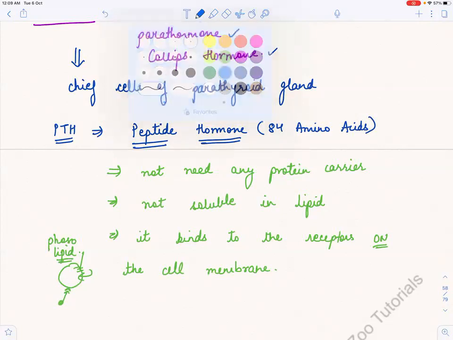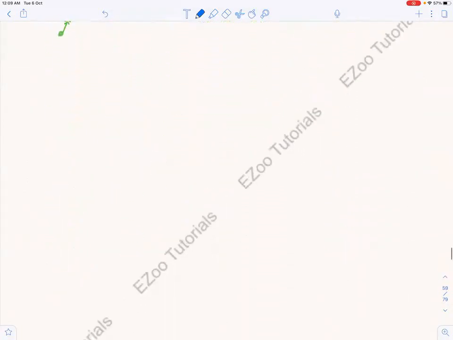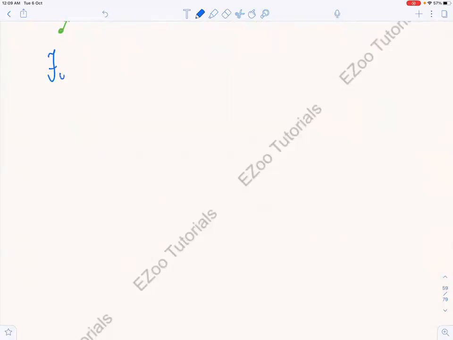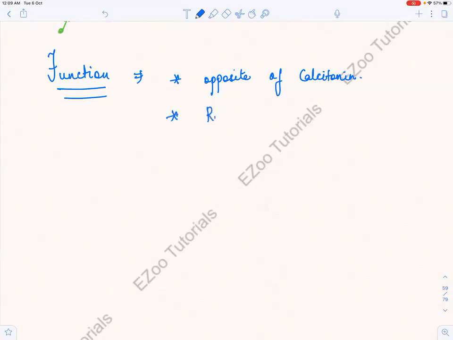Now let us see something about the function. What is the function of parathormone? The first thing you should know is that it is opposite of calcitonin. As soon as I say it is opposite of calcitonin, you should know the function because we have done calcitonin. So what is it? The function is regulation of blood calcium levels. Yes, regulation of blood calcium concentration, right?